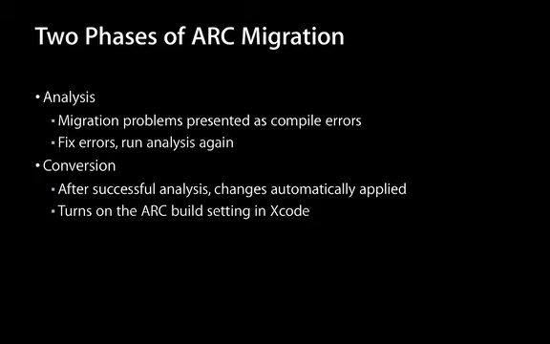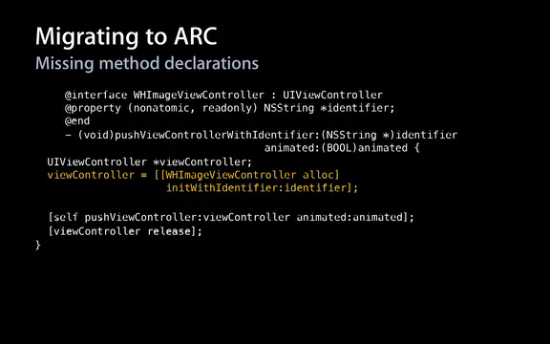So there's two phases. Again, we're going to migrate and fix problems in the iterative process. Thus, we're going each time to the Edit menu and trying again as we fix issues. And then the code will be converted and present you a diff. So one of the first issues we'll run into that was a warning before ARC and now is an error is a missing method declaration. Because ARC needs to reason about the memory semantics of the code you're writing, it needs to actually have the prototype, the declaration, so that it knows what's going on.